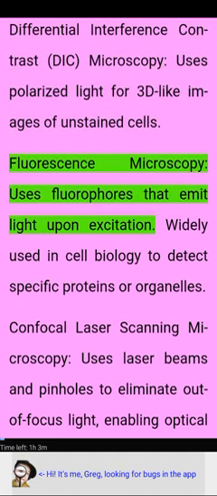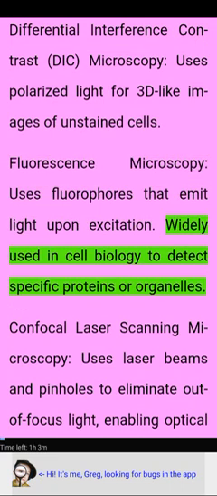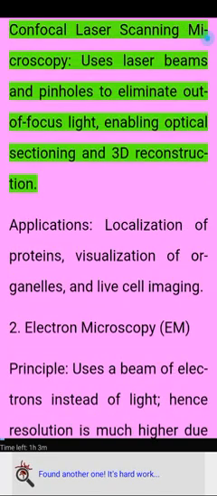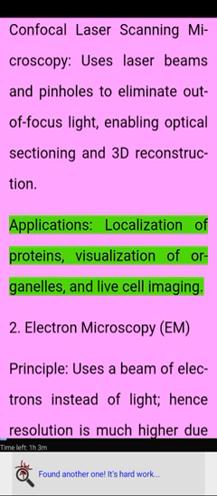Fluorescence microscopy uses fluorophores that emit light upon excitation. Widely used in cell biology to detect specific proteins or organelles. Confocal laser scanning microscopy uses laser beams and pinholes to eliminate out-of-focus light, enabling optical sectioning and 3D reconstruction. Applications: localization of proteins, visualization of organelles, and live cell imaging.